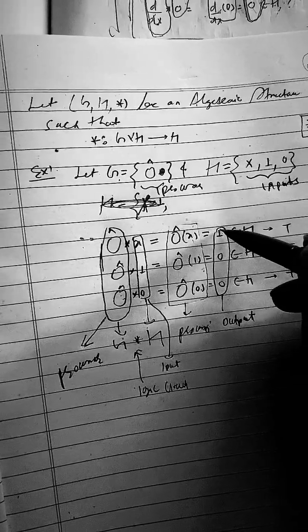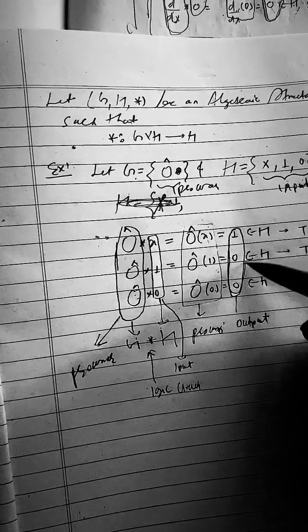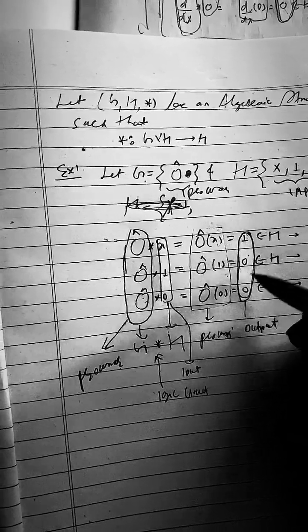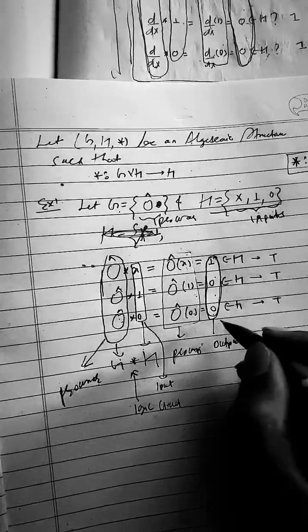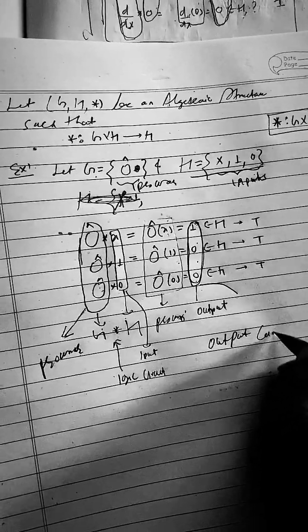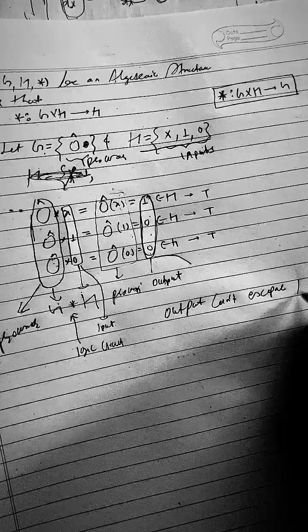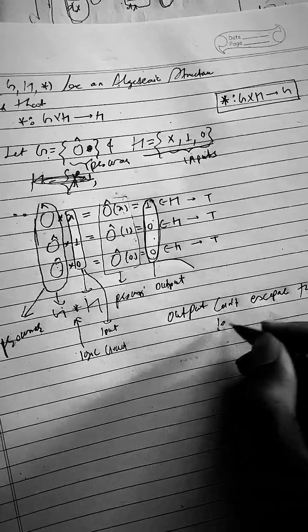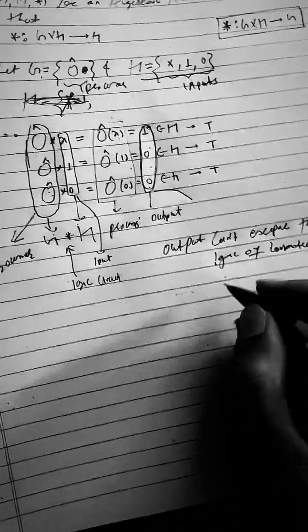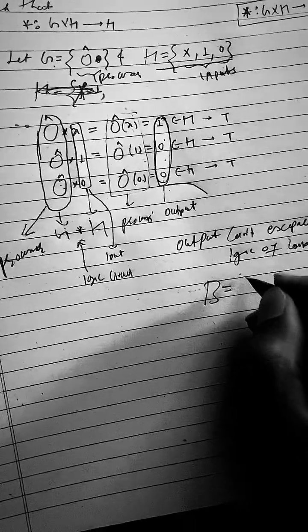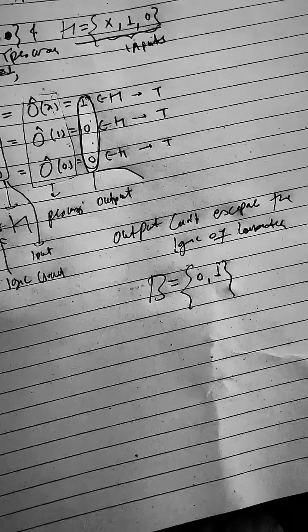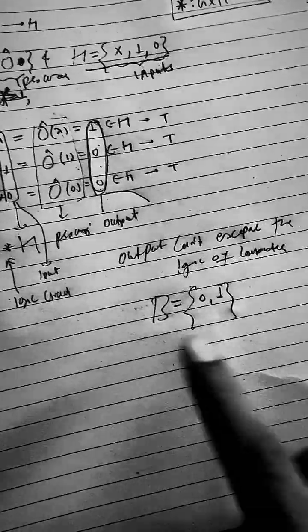Now this is true: all the output that we have generated through this processing should belong to our set. It means the output cannot escape the logic of the computer. It means we have binary numbers, the set of binary numbers, which is 0 and 1. It has only two elements, right?